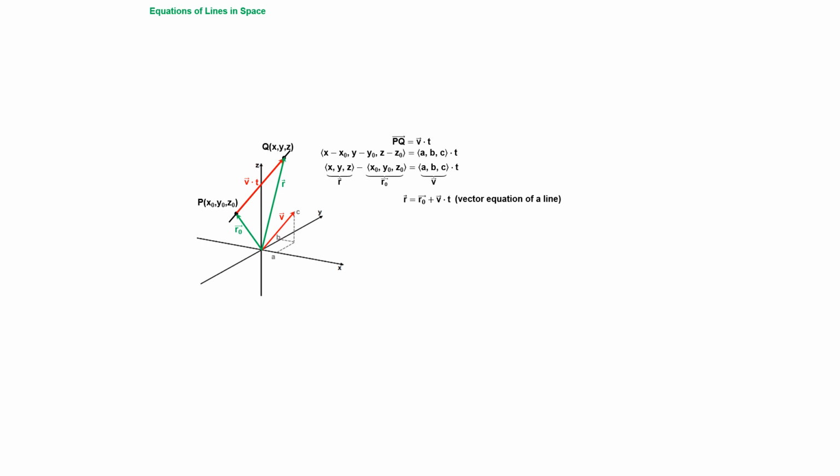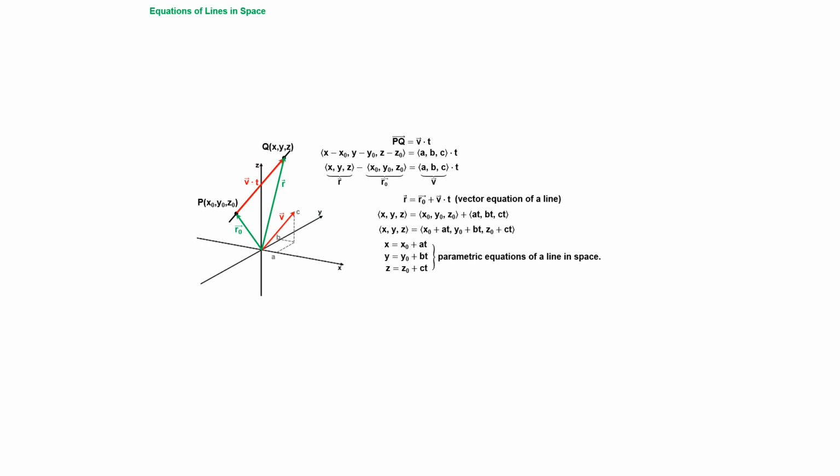We can also write the vector equation of a line in component form. Two vectors are equal if and only if corresponding components are equal. By equating corresponding components, we can obtain three scalar equations, and these equations are called the parametric equations of a line in space.